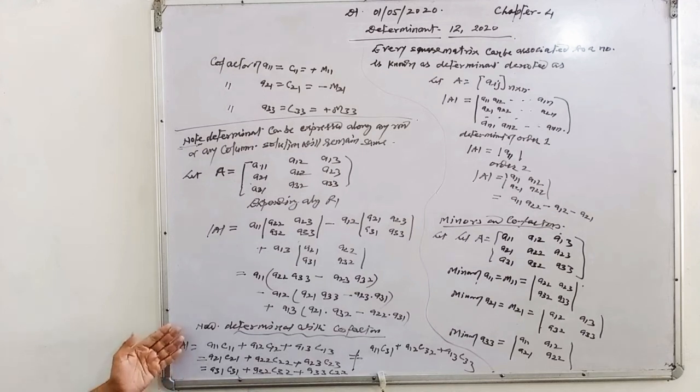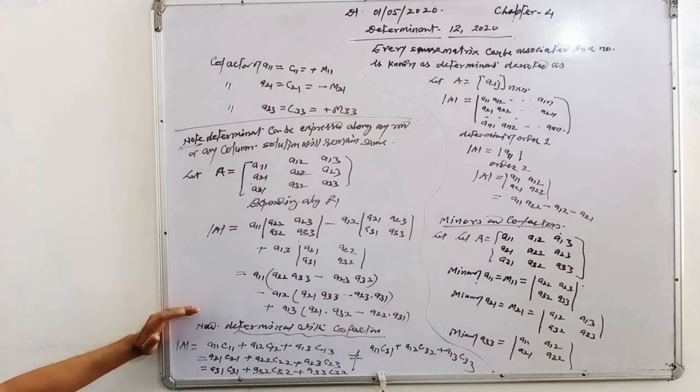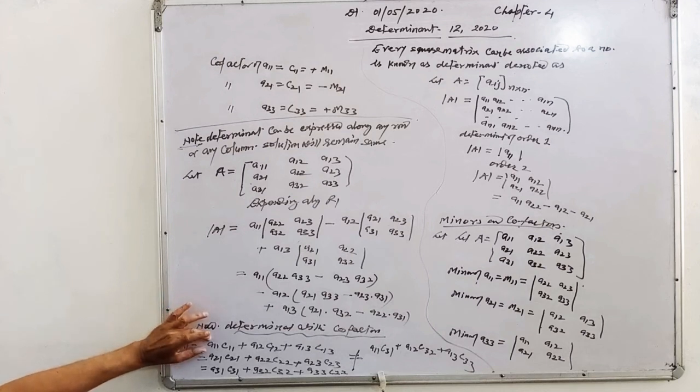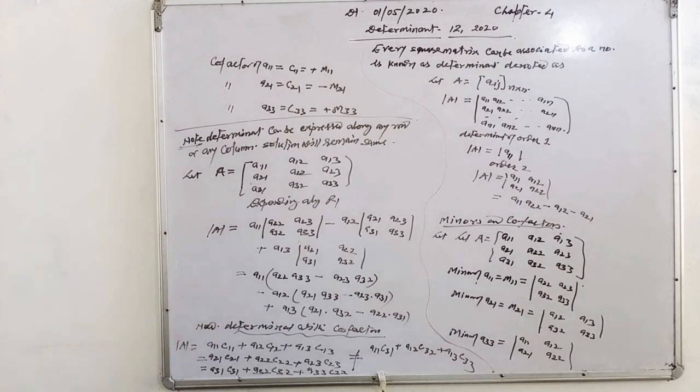But if you write the elements of R1 and the cofactors of another row or column, the result will be different. This is the right result, which is not equal to a11 C13. Why? Because this is the element of the first row and this is the cofactor of the third row. So when you find the determinant of any square matrix, you write the cofactors of a row with that row's elements. Don't write the cofactors of a different row. So you can expand like this.